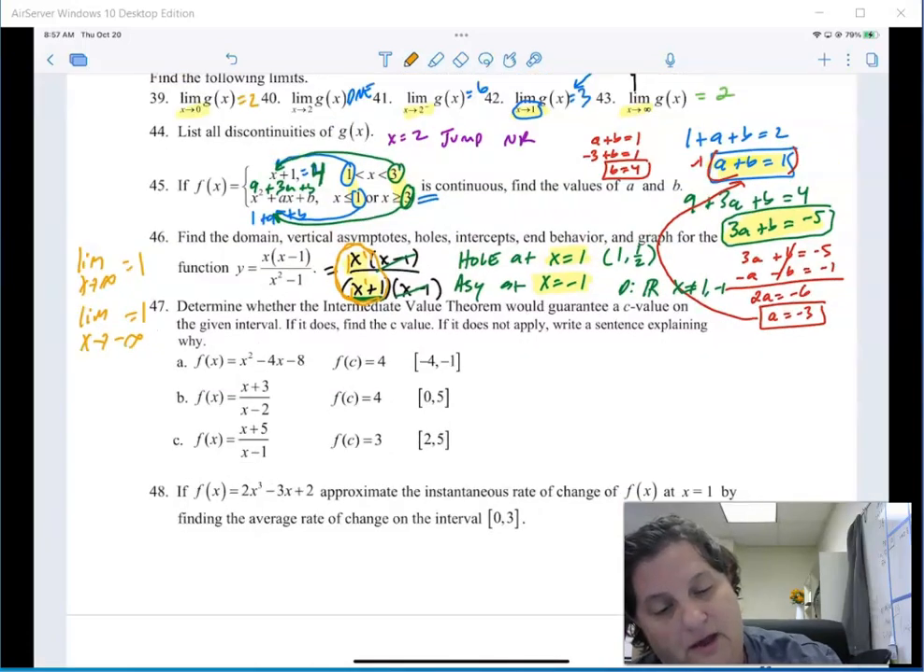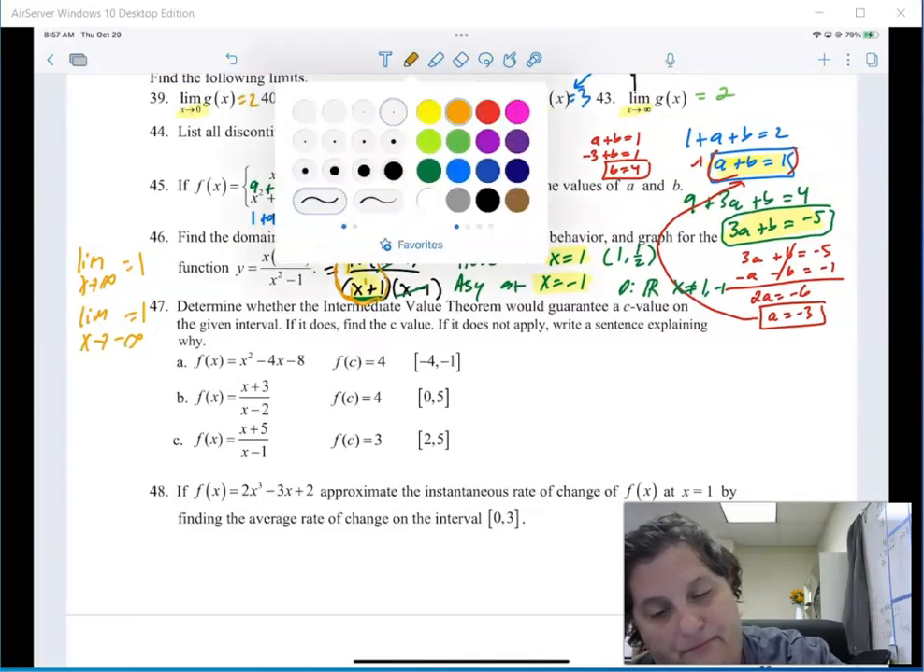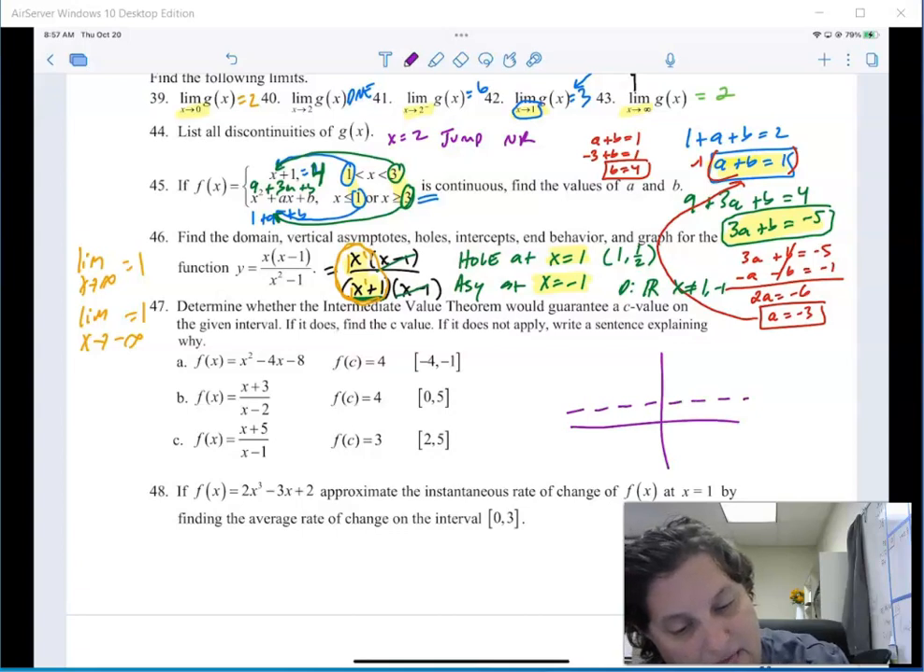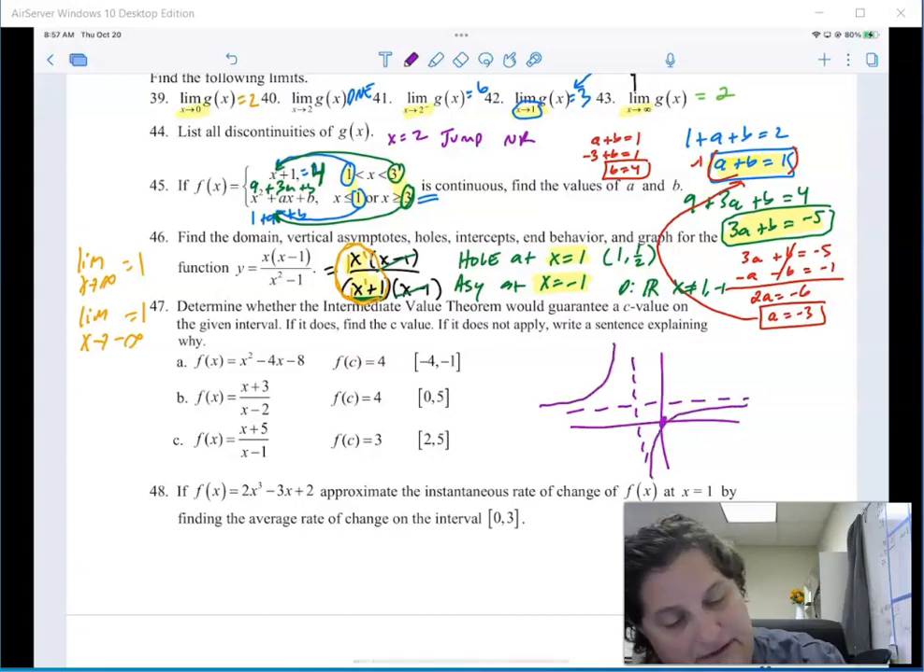You don't really have to worry about a graph too much. It basically looks like a horizontal asymptote at 1, a vertical asymptote at negative 1. Let's see here. I believe it goes like this. Like that. And then there's a hole at 1. So there's a hole right there. Okay?